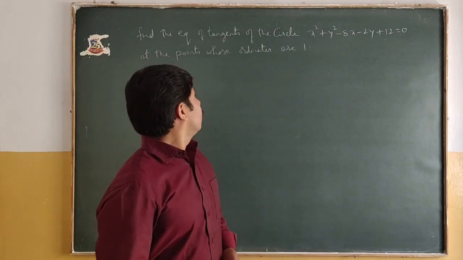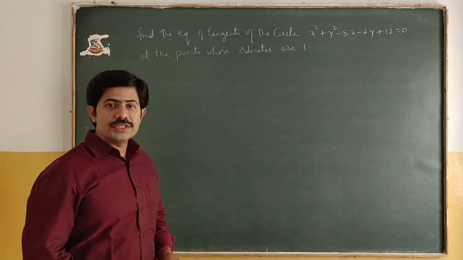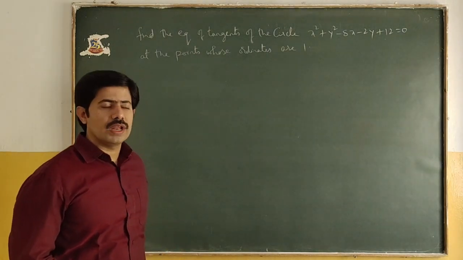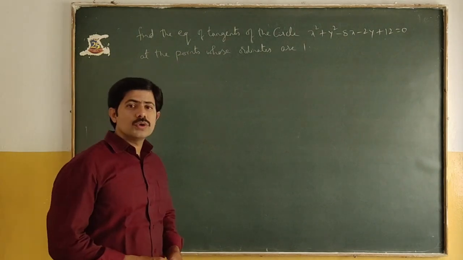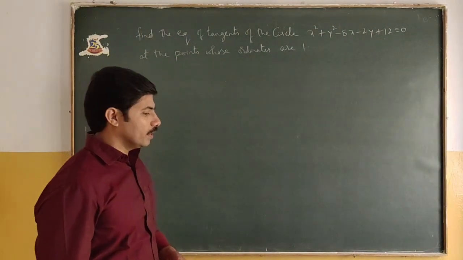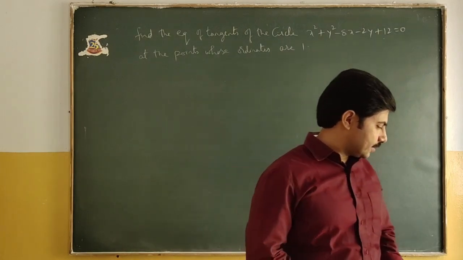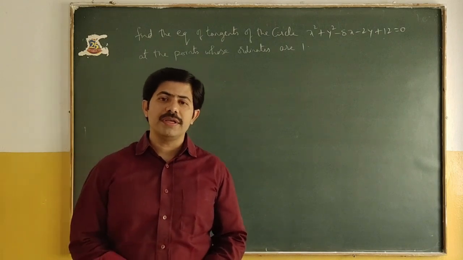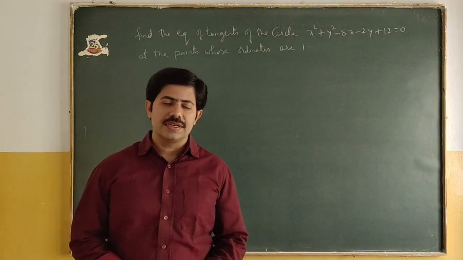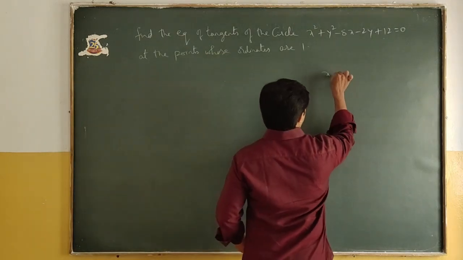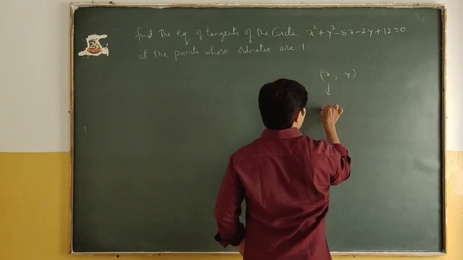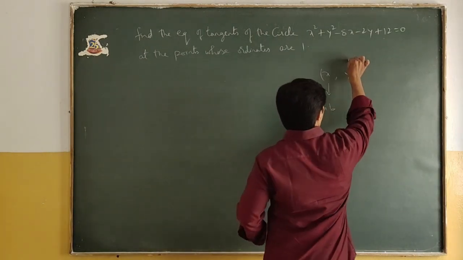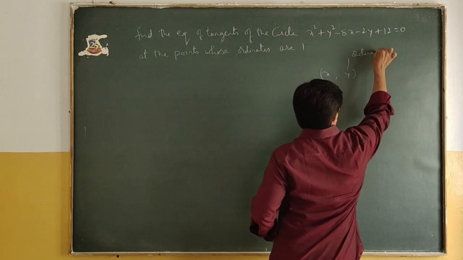So next question. Find the equation of tangents to the circle x square plus y square minus 8x minus 2y plus 12 is equal to 0 at the points whose ordinates are 1. So here, what are ordinates? Ordinate means y. Abscissa means x. See, suppose you have a point called (x, y). So what is this x called? Abscissa. And what is this y called? This y is called ordinate.